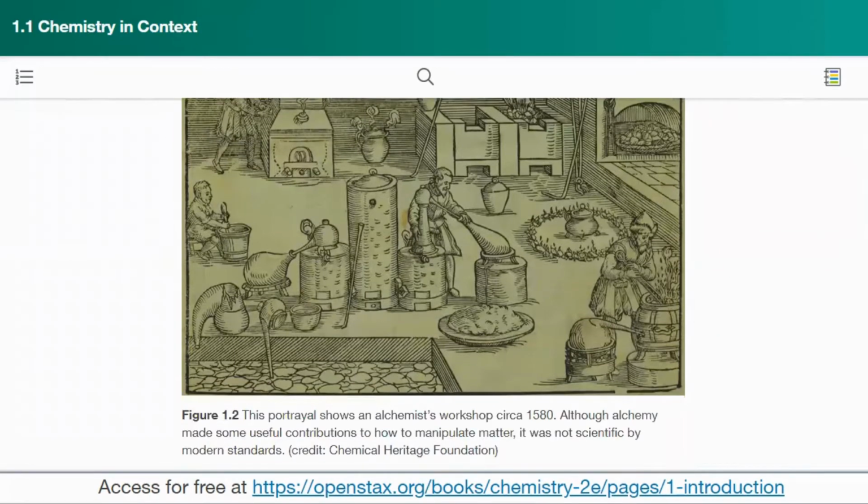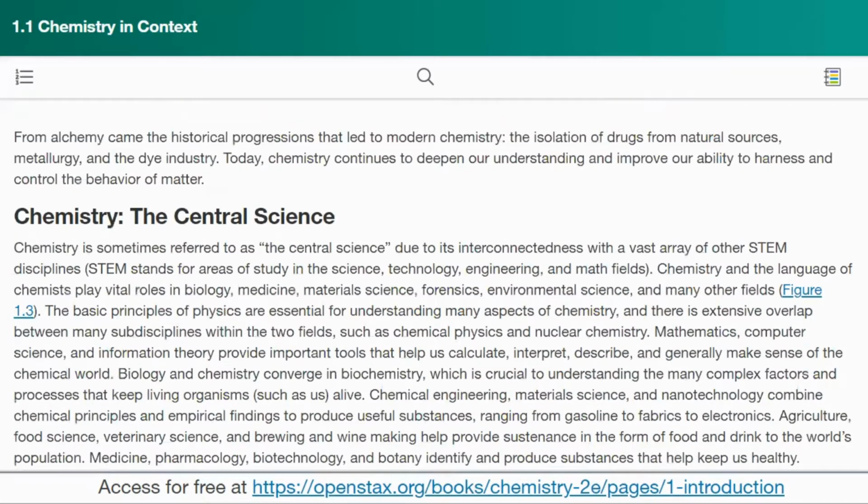Figure 1.2, this portrayal shows an alchemist's workshop circa 1580. Although alchemy made some useful contributions to how to manipulate matter, it was not scientific by modern standards. Credit the Chemical Heritage Foundation. From alchemy came the historical progressions that led to modern chemistry, the isolation of drugs from natural sources, metallurgy, and the dye industry. Today, chemistry continues to deepen our understanding and improve our ability to harness and control the behavior of matter.